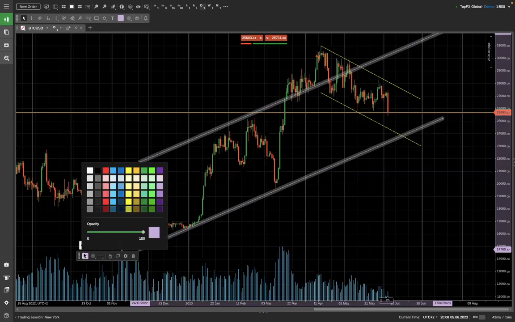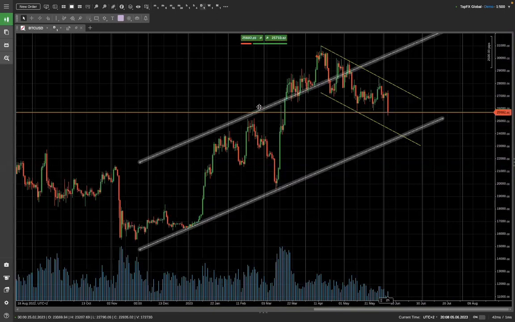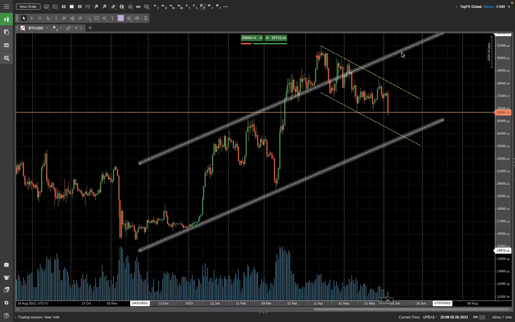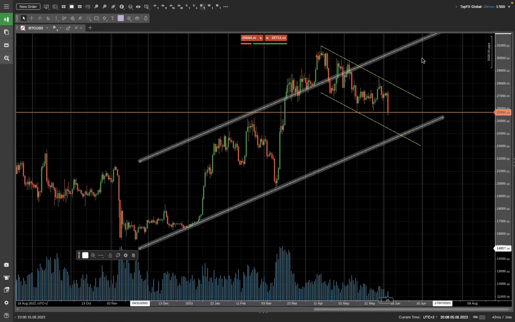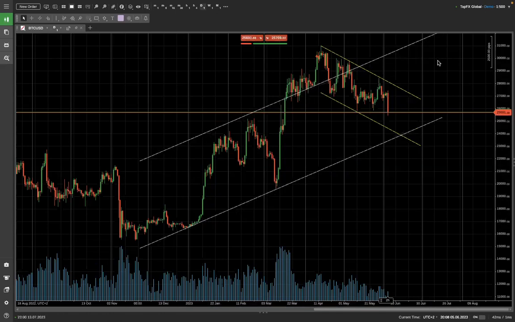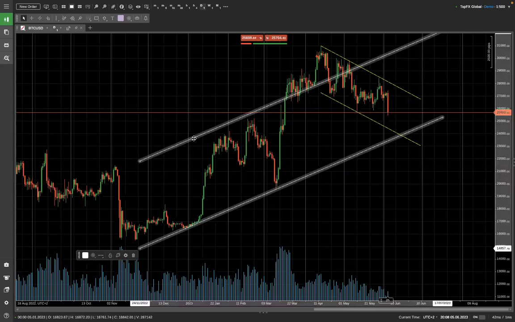So let's leave it white, for example. There you go, and everyone can see this channel. Now let me just move this line a little bit lower, maybe something like this should be equal. So what do you see here? Apparently right now are the channels, equidistant channels, that are on a, let's say, different time span.